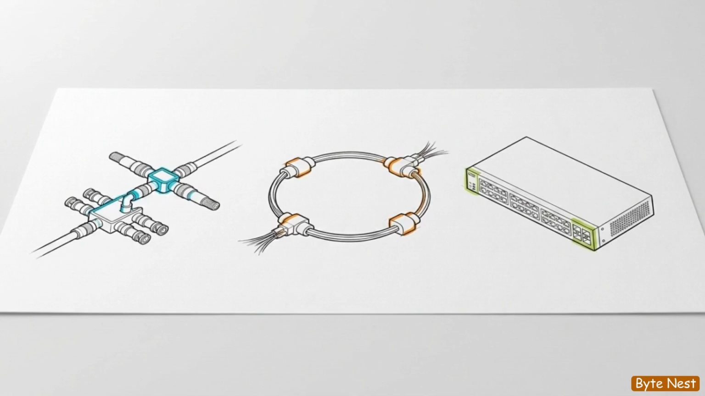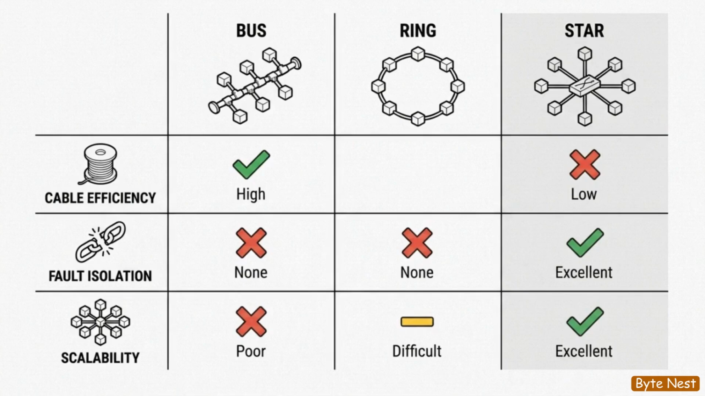If we judge the bus, ring, and star strictly by their performance in real-world scaling, the trade-offs become clear. For cable efficiency, bus uses the least wire, while star requires the most, earning a red X. For fault isolation, bus and ring fail, but star successfully isolates individual hardware failures. For scalability, star handles heavy traffic seamlessly, while bus clogs and ring requires workarounds.